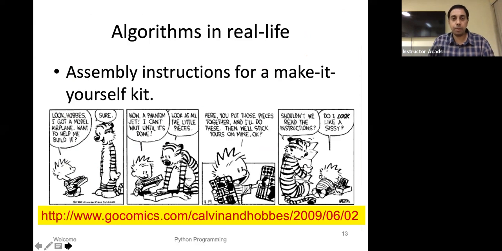Another famous example of algorithms in real life would be to assemble a make-it-yourself project or furniture or something that you bought. So along with the disassembled pieces, it will come with an instruction sheet, and then following the instruction sheet, you can kind of assemble the furniture. So this is also an example of a real life algorithm.